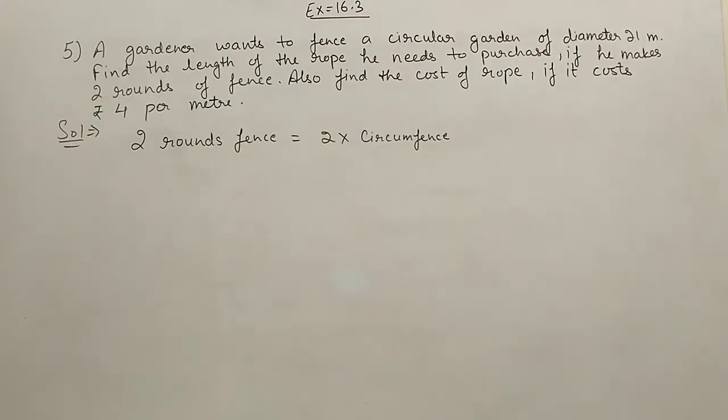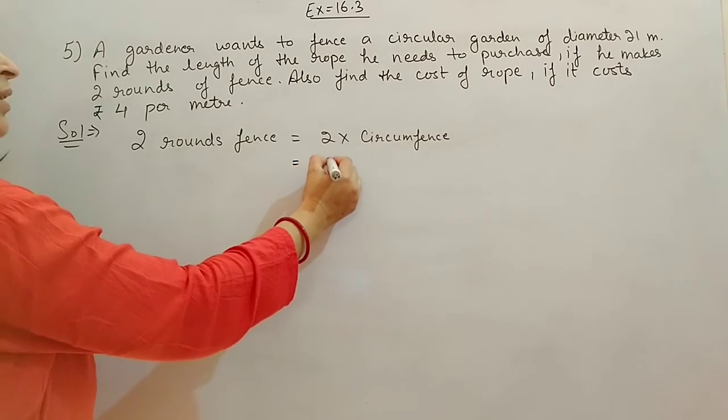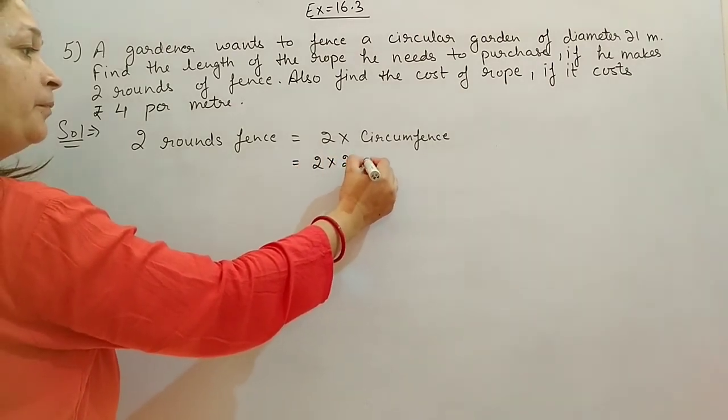Next, question number 5. A gardener wants to fence a circular garden of diameter 21 meter. Find the length of the rope he needs to purchase if he makes 2 rounds of the fence. Also find the cost of rope if it costs rupees 4 per meter. When we are talking about fencing, it means we have to find out the perimeter. Here the garden is in the shape of a circle, so we have to find the circumference of the circle. And 2 rounds means 2 times we have to count it. So 2 round fence is equal to 2 into circumference.